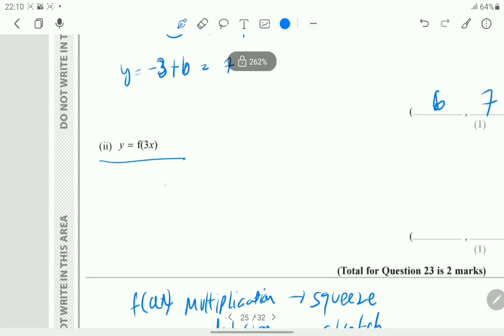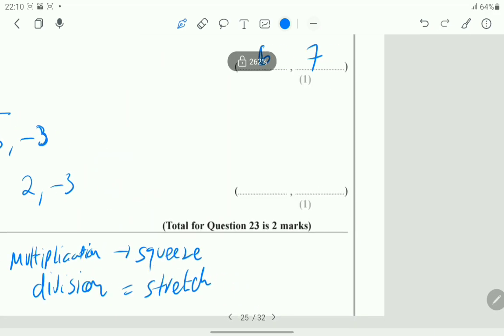So we can see that the whole curve is getting squeezed 3 times. So if our original points are 6 and minus 3, it would now be divided by 3. So we would get 2 and minus 3 as our new turning point on the curve. So this is the final answer. Thank you.